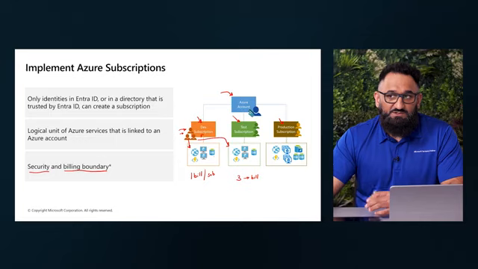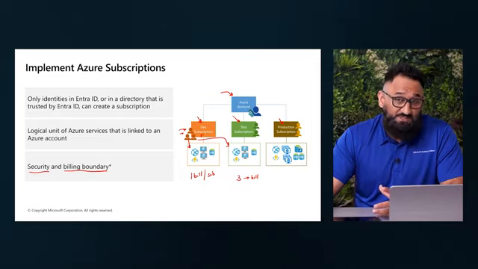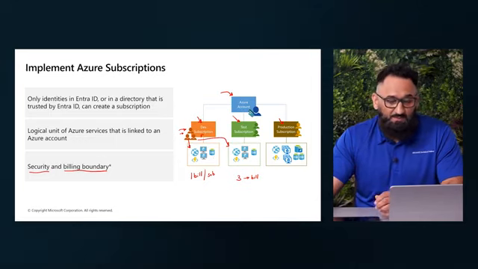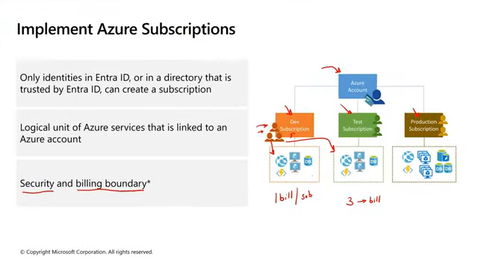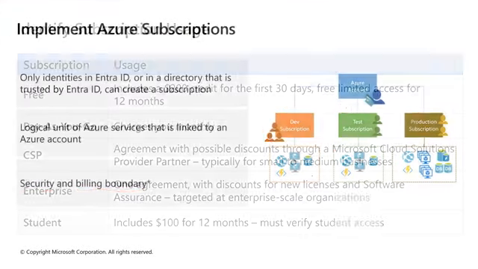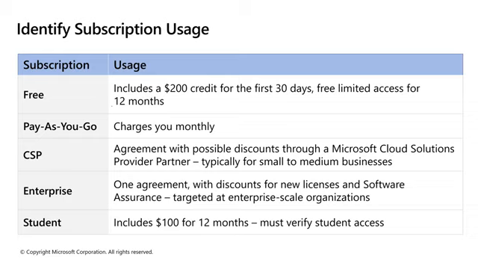Now, apart from just understanding what a subscription is and how you can allocate them, we need to also understand what type of subscriptions we have. You can get different types of subscriptions. You can start with a free subscription, which is a trial subscription, typically giving you $200 credit that you can utilize for the first 30 days.